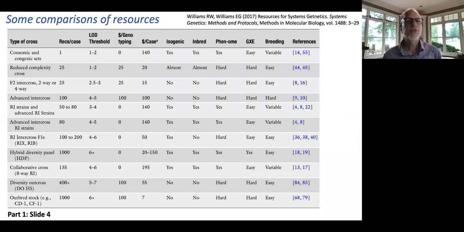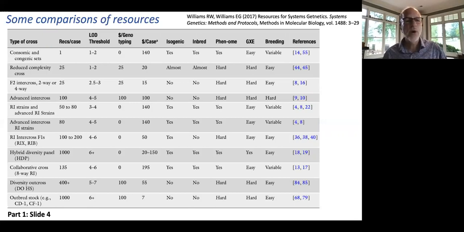All of these resources have very different genetic architectures, and this table just quickly summarizes some of the thresholds you need in order to declare that you have something close to genome-wide significance, where obviously consomics and congenics do very well with a LOD that's, well, basically a p-value of 0.05 will do the trick, or less if you even know what you're looking for.